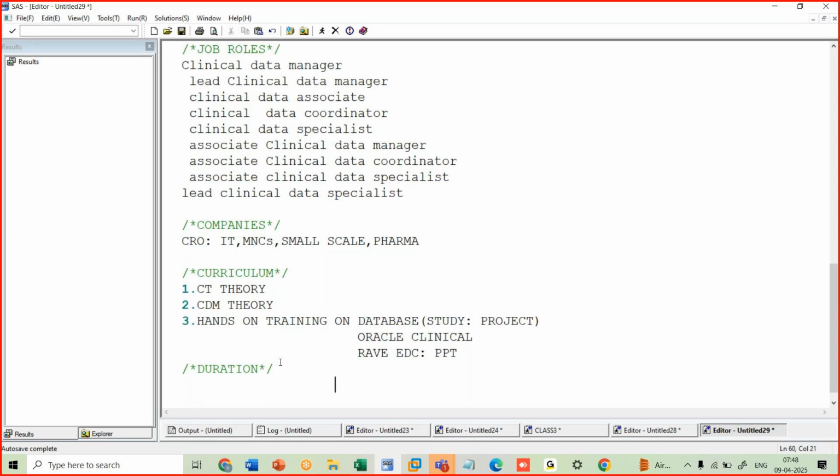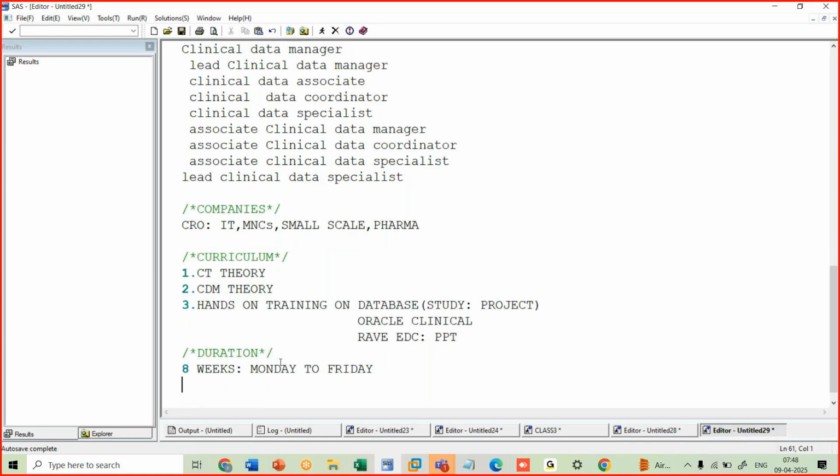So duration it will take 8 weeks, which will be 2 months, Monday to Friday. Classes will be held Monday to Friday, daily 1 hour.